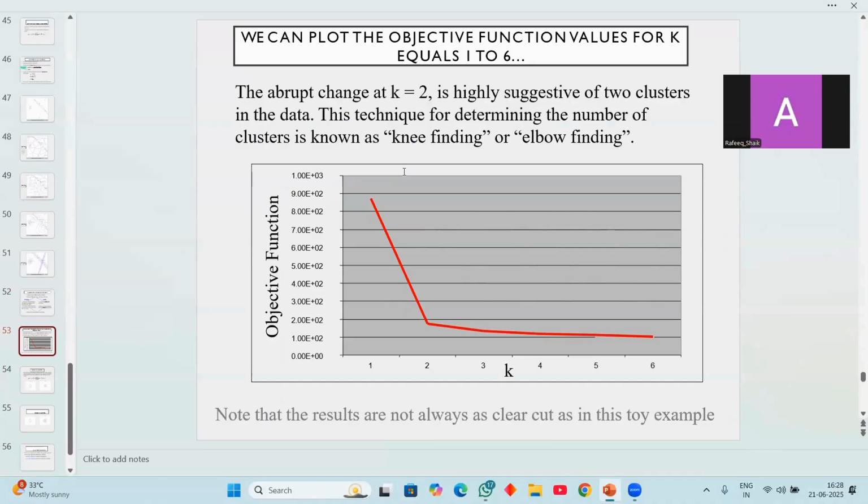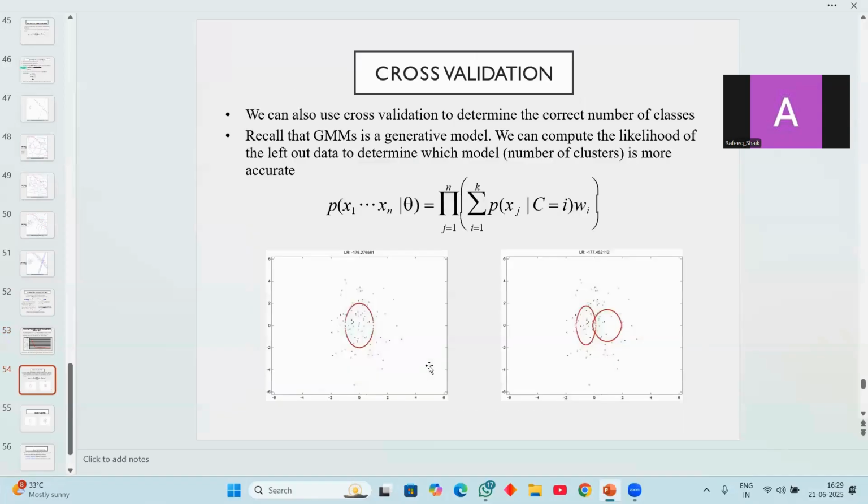Here we can see that in k-means we use a famous technique known as the elbow technique, where the change at k equal to 2 is highly subjective, showing two clusters in the data. The technique used for determining the number of clusters is called knee finding, or elbow finding, where the clusters are divided into sets of grouped data. So we find the proper and perfect k value here by using the elbow technique.